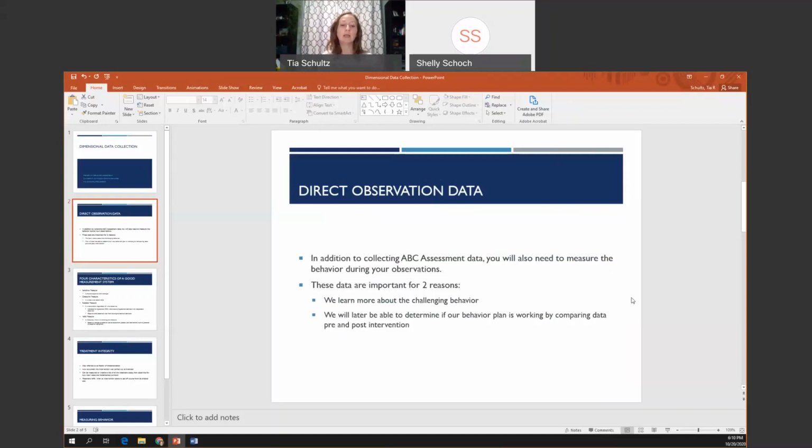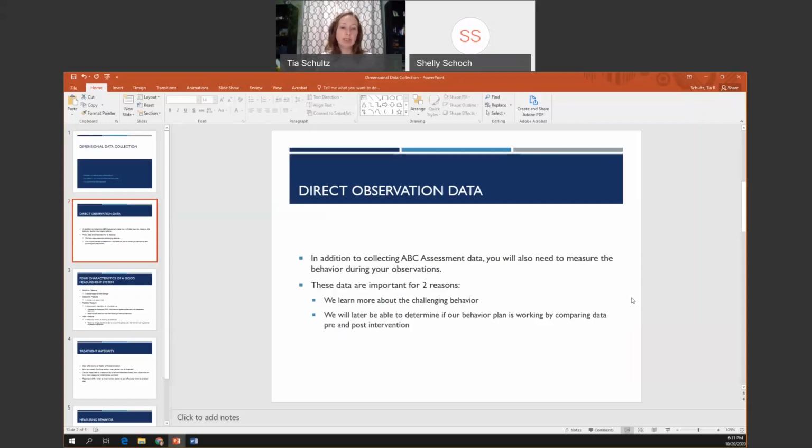And this can be done at the same time as we collect the ABC data, or it can be done as two separate steps. And so my recommendation is usually, if you are new to this, or if you're in a situation where maybe the behavior is complicated, or maybe your observations are really short but you have a longer period of time, then I recommend doing the ABC assessment first and then measuring the behavior. And there are a couple of reasons for that.